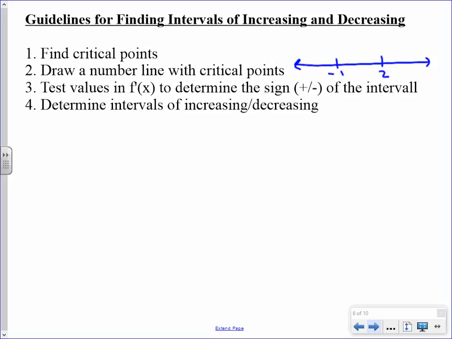In order to find critical points, what do we need? The derivative, okay? Anytime I ask you something about increasing and decreasing, in your mind it should register that we need to look at the first derivative, okay?